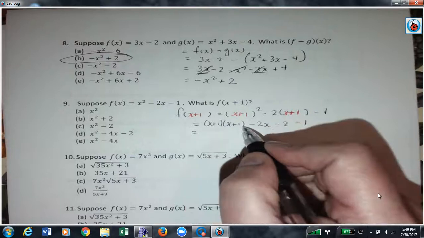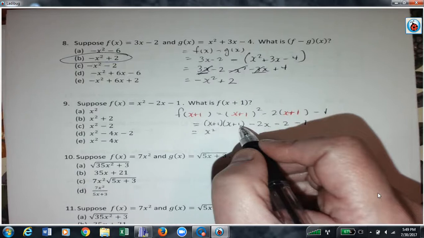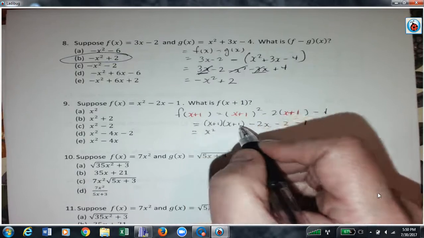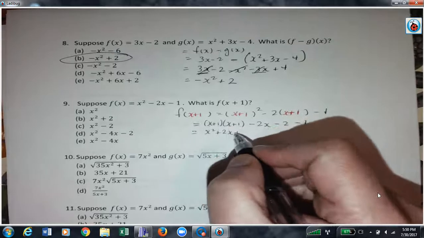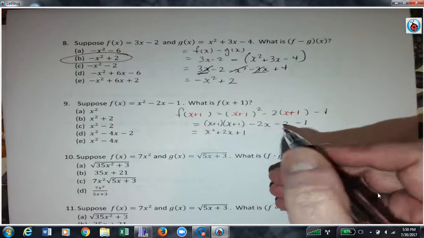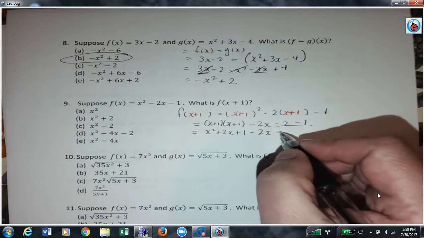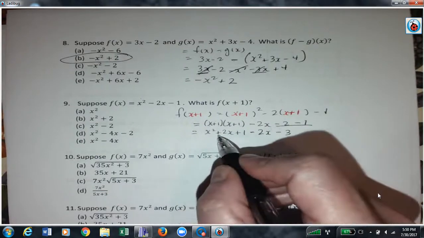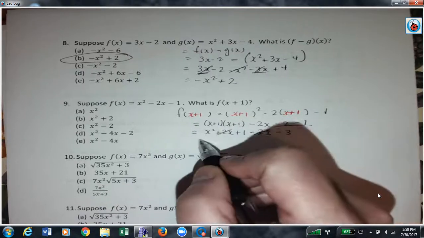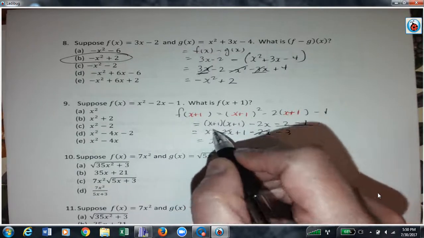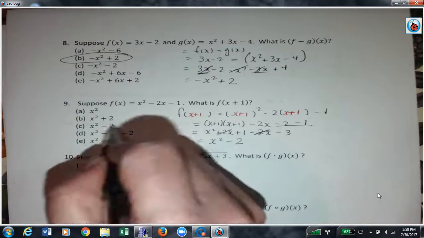Here I have to FOIL that, which we learned how to do in Math 100. So I'm going to have x squared times x, plus x, plus another x, which will give me plus 2x, and then plus 1. FOILing was done in Math 100. So I'm copying this, and then that's going to give me minus 3. Now, look in here. I've got a plus 2x and a minus 2x. They cancel. So I'll have x squared plus 1 minus 3. So that's going to give me x squared minus 2.